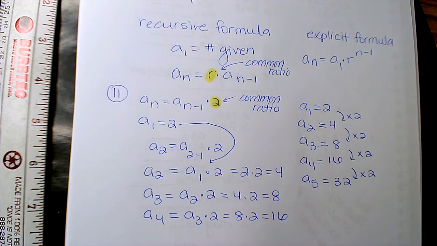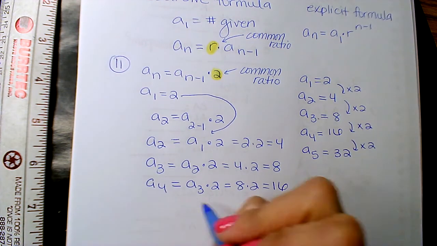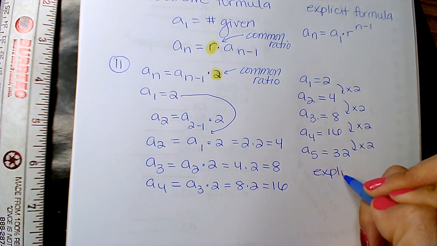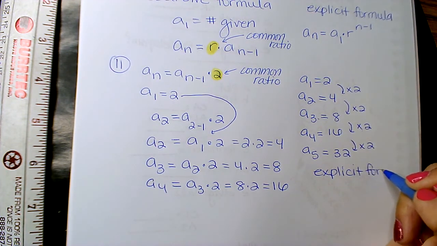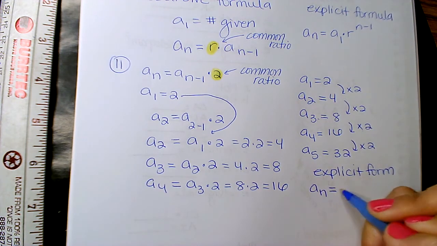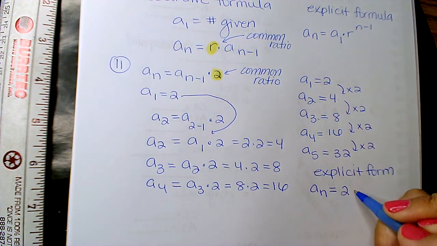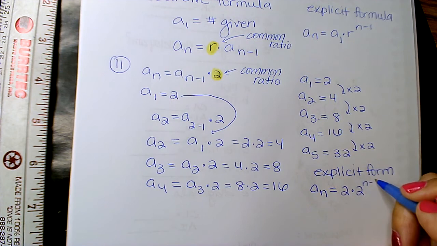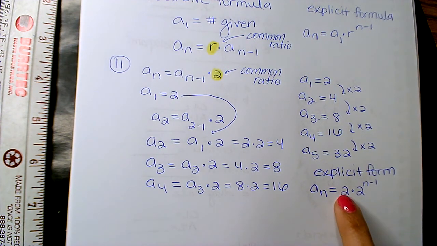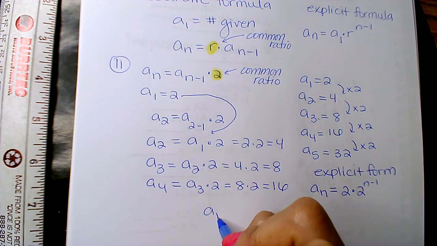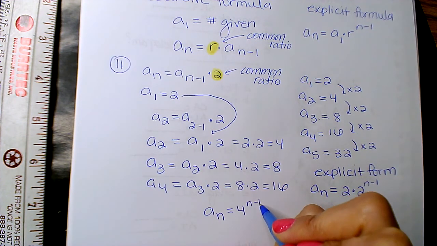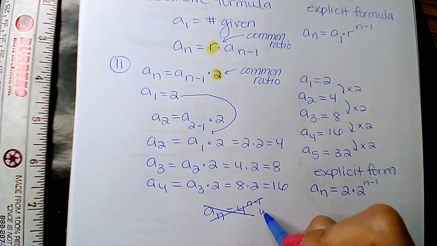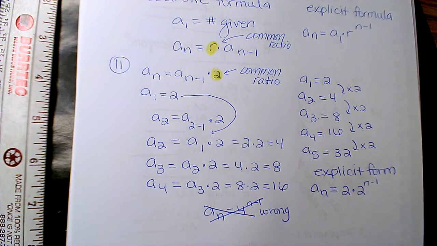So for explicit formula, it would be an. The first term is 2. The common ratio is 2, but you're putting your n minus 1. And what I would say is, do not go 4 and then n minus 1. If you were to write this and combine your first term and common ratio, that is so wrong. Do not do that. The first term and the common ratio should not be simplified, reduced, or combined.